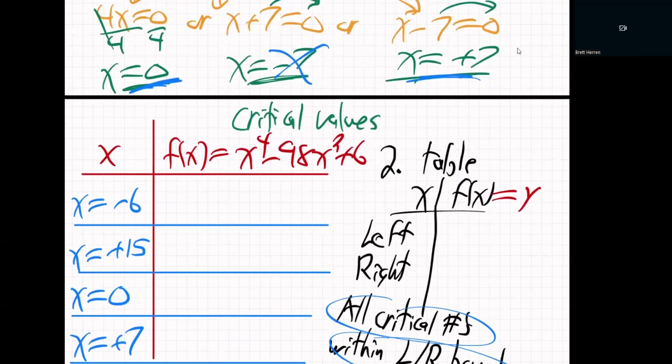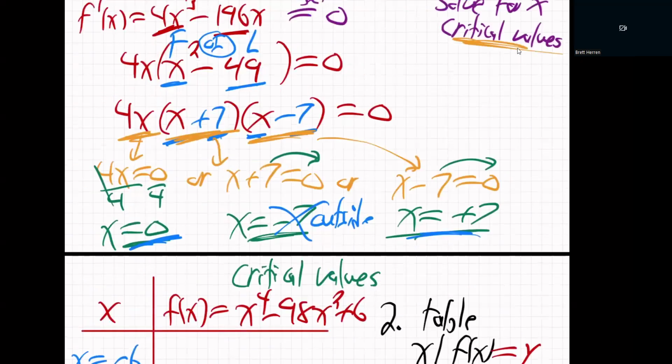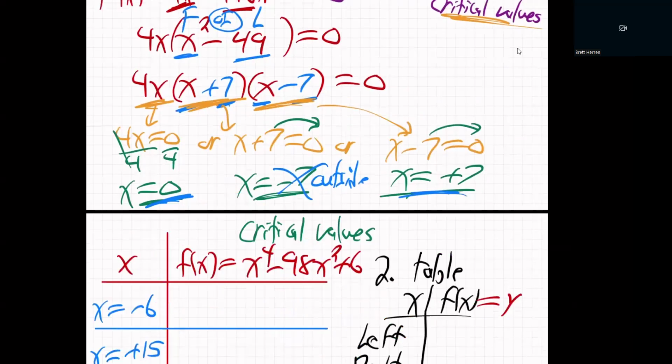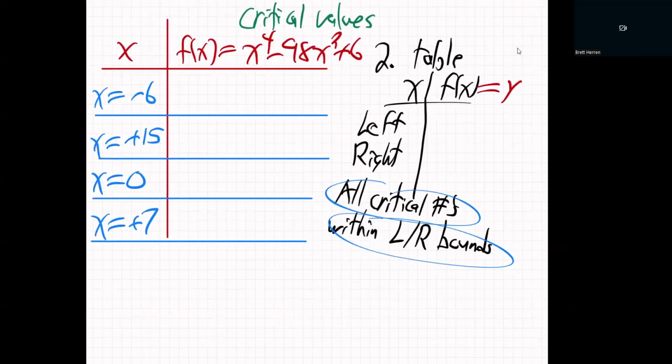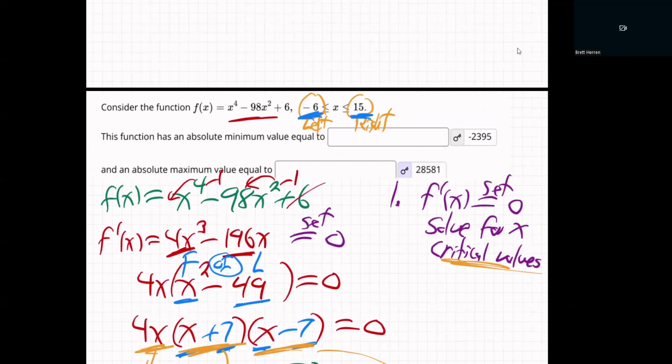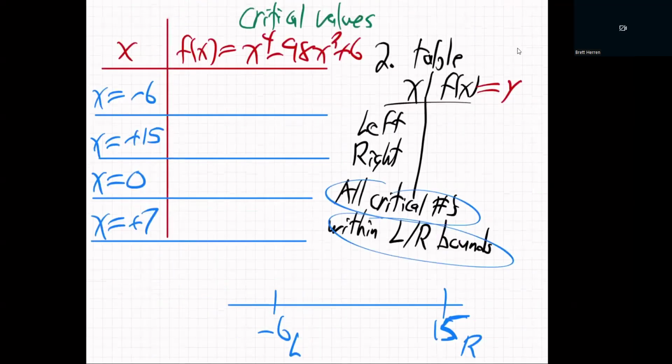Why not that guy? Because this is outside the bounds. Negative 7 is further left than negative 6. Remember, if you did a number line, they told us to go from negative 6 to positive 15. This was the left edge and the right edge. They want to know the highest and lowest value the function takes on from negative 6 to positive 15. So negative 7 is over here, out of bounds.